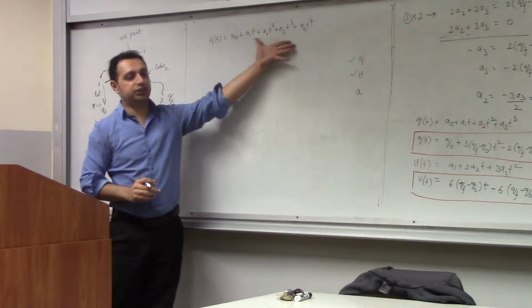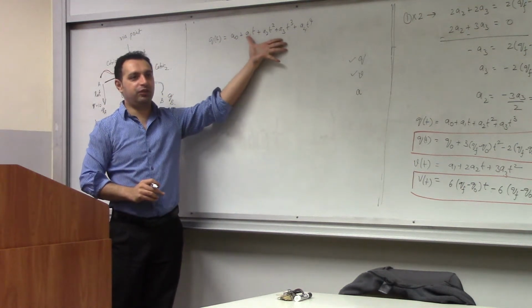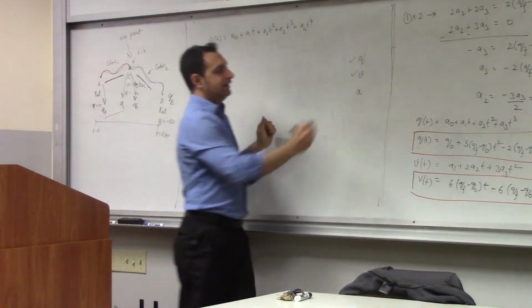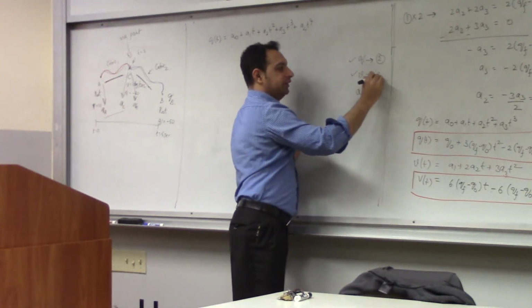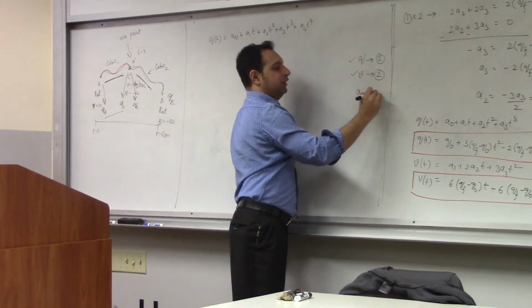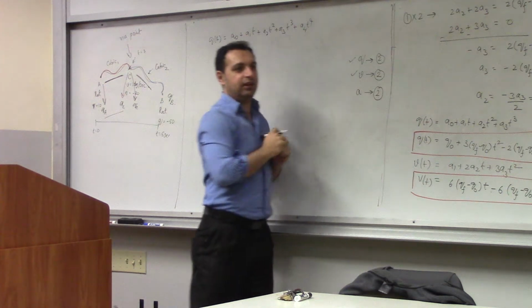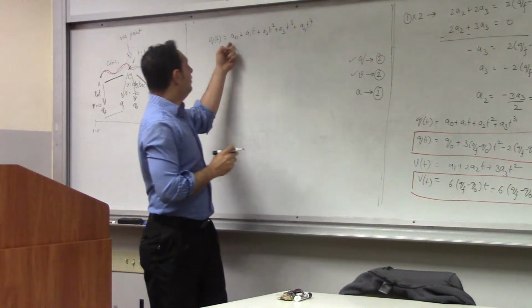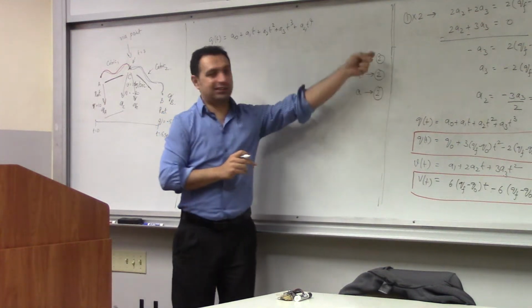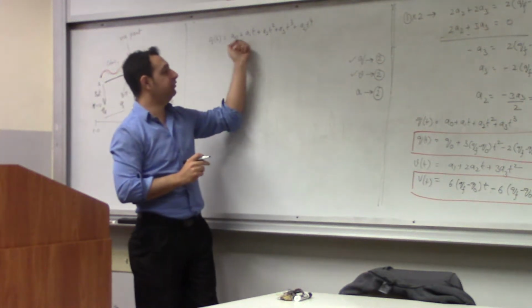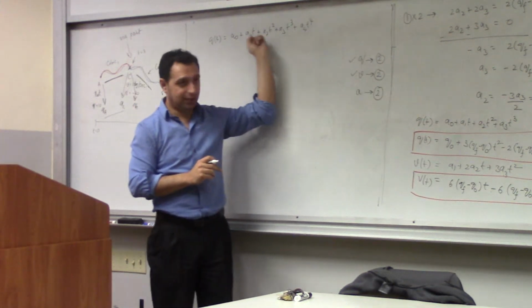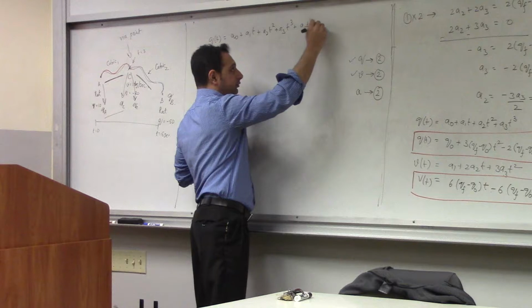You have 5 coefficients. Previously you had 4 coefficients, now you have 5. This has 2 conditions, initial and final. This has 2 conditions, initial and final. And this will also have 2 conditions, initial acceleration and final acceleration. With 5 coefficients, I cannot cover 6 states. I need one more coefficient so that I have 6 states and 6 coefficients.